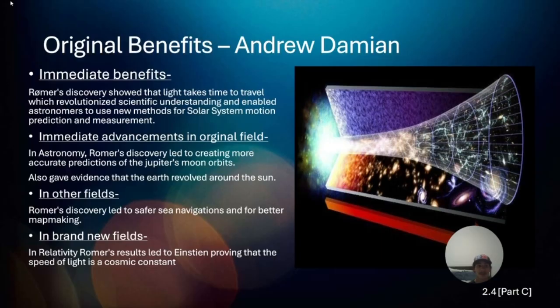Roemer's discovery showed that light takes time to travel, which revolutionized scientific understanding and enabled astronomers to use new methods for solar system motion predictions and measurements. Some of the immediate advancements in the original field of astronomy: Roemer's discovery led to more accurate predictions of Jupiter's moon's orbit, and also gave evidence that Earth revolved around the sun. In other fields, Roemer's discovery led to safer sea navigation and better map making. In relativity, Roemer's results led to Einstein proving that the speed of light is a constant.